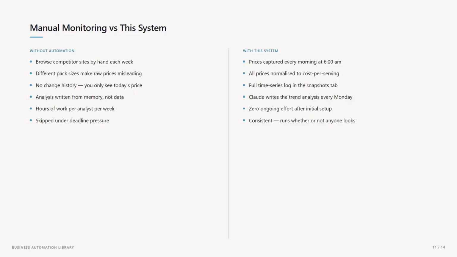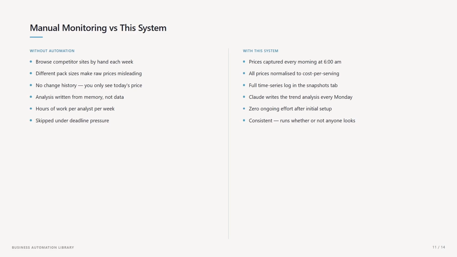improves. So without automation, monitoring 5 competitors or however many you want to track across different product categories means opening these different URLs every single week, copying the prices into a spreadsheet, doing the cost per serving math yourself. Of course, you probably wouldn't do that, but just showing you what it would seem like manually.